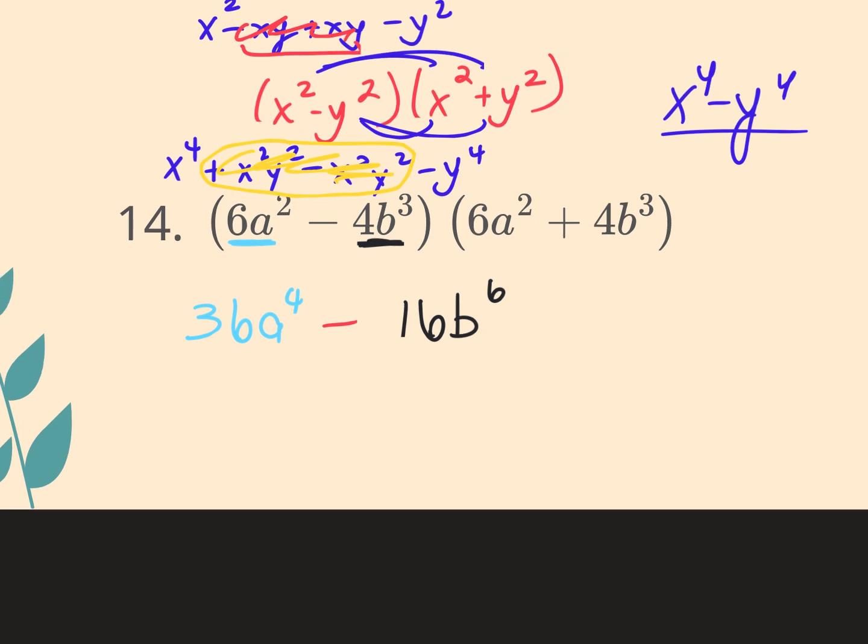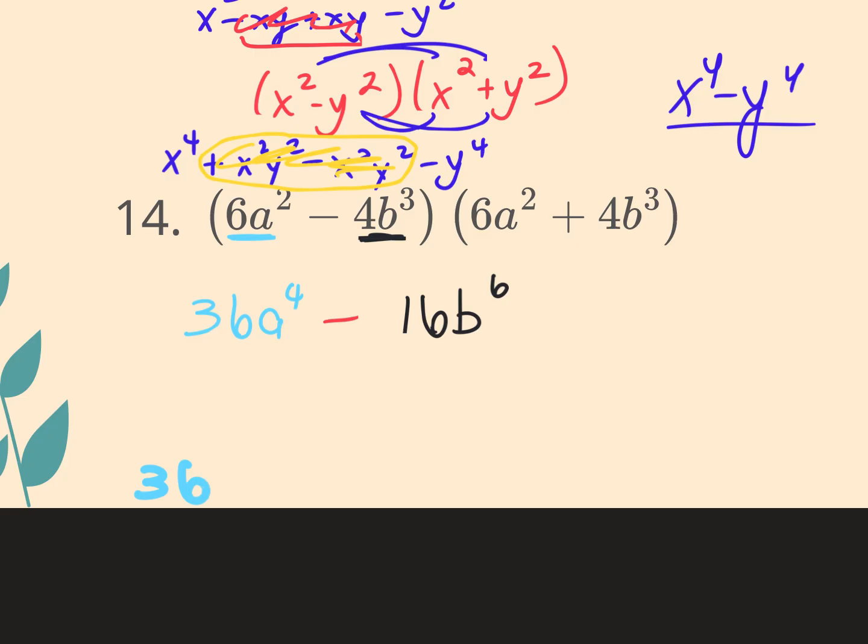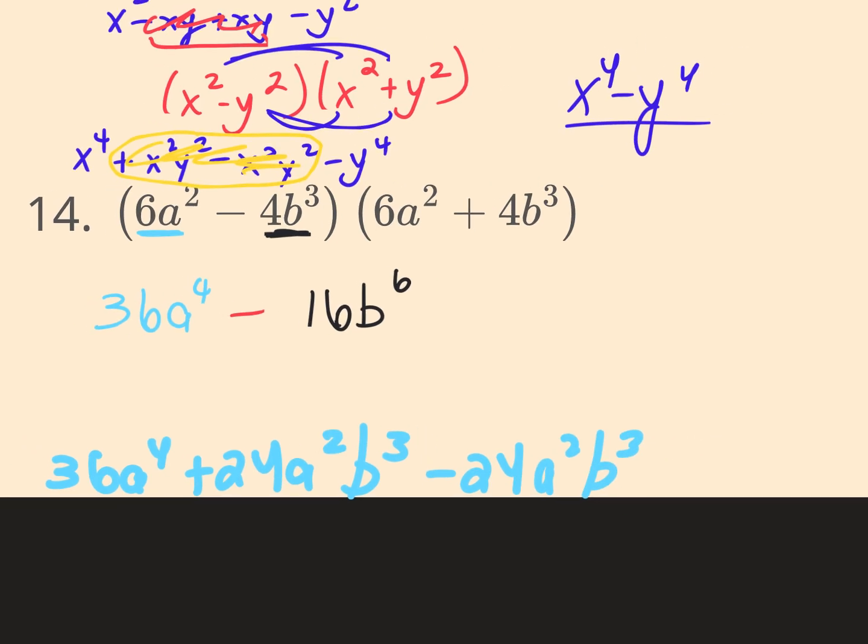If you don't, let's go ahead and FOIL it real quick. What is 6a squared times 6a squared? 36a to the fourth. What's 6a squared times 4b cubed? Six times 4 is 24, so plus 24a squared b cubed. Then I have negative 4b cubed and 6a squared is going to give me negative 24a squared b cubed. And then a negative 4b cubed and a positive 4b cubed is going to give you negative 16b to the 6th.